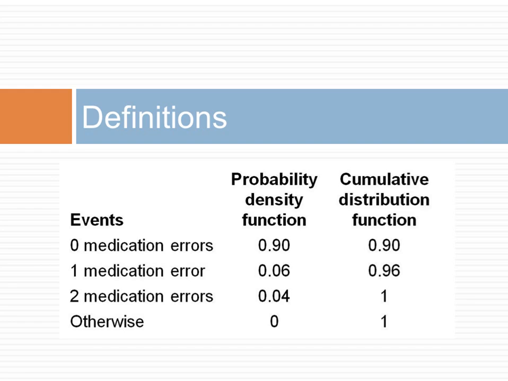It starts at 90% and increases or stays the same thereafter. The cumulative distribution function gives probability of occurrence of all of the events with values less than or equal to the event. For example, 96% is the probability of having patients with 1 or 0 medication errors. The steps in a cumulative distribution function are equal to the probability of the event at this step.